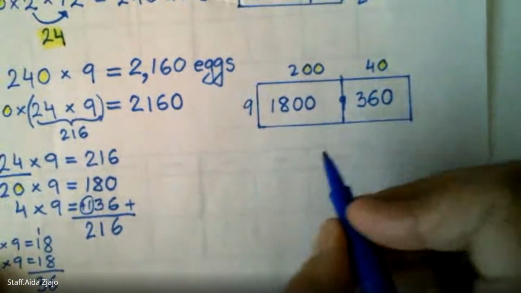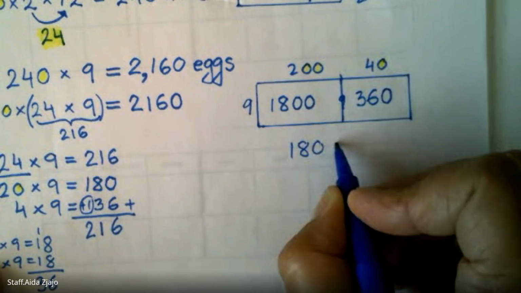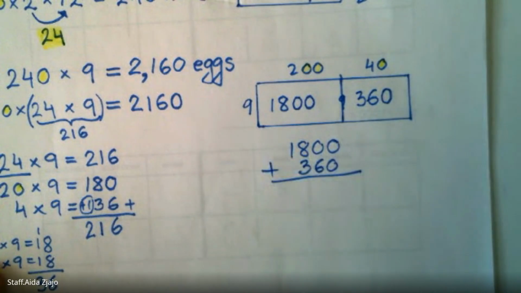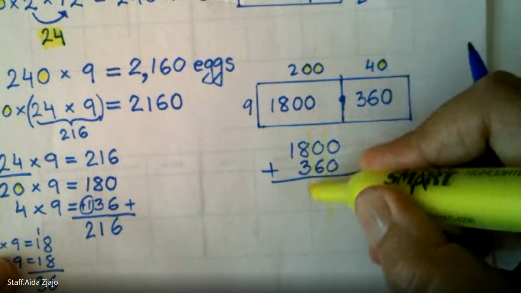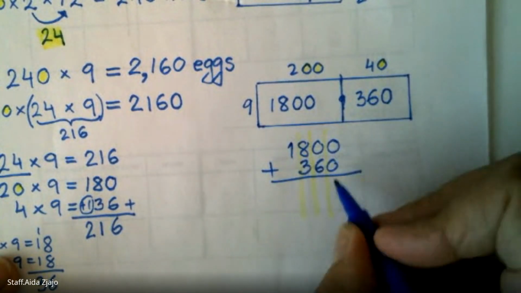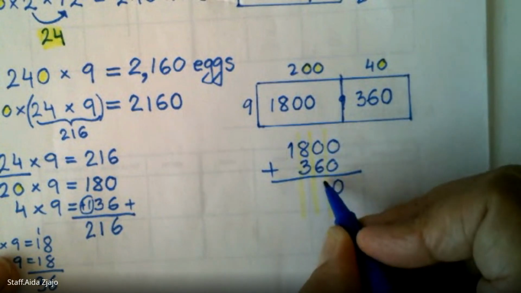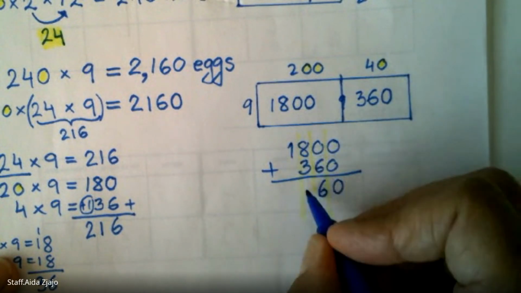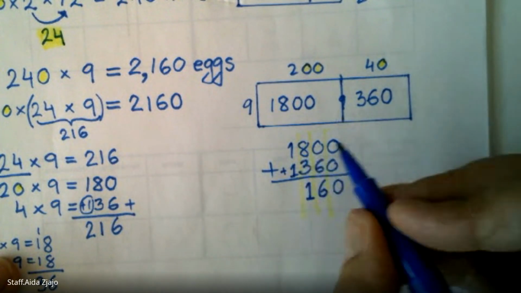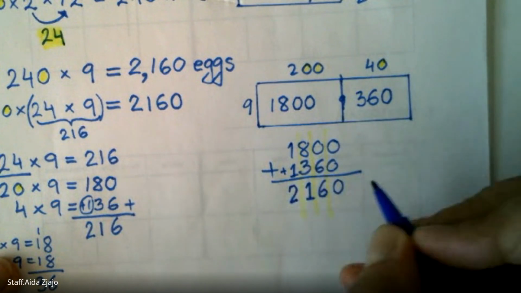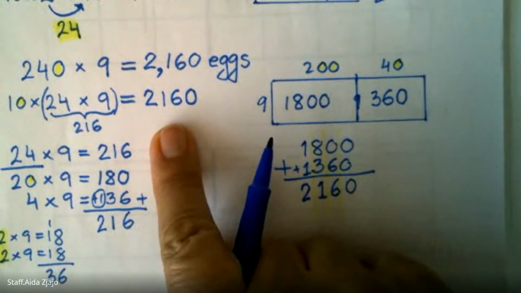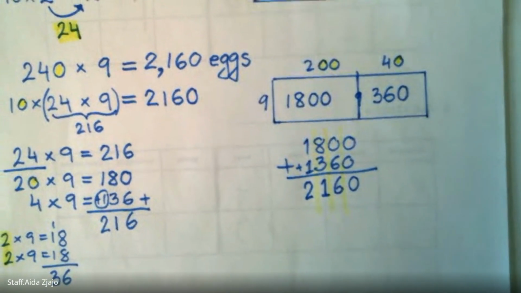Now add all this together, 1,800 plus 360. I'm going to use place value lines to separate them. 0 plus 0 is 0, 0 plus 6 is 6, 8 plus 3 is 11. Remember 1, you create one more 1,000, so it's 2,160, and that matches the answer that we got.